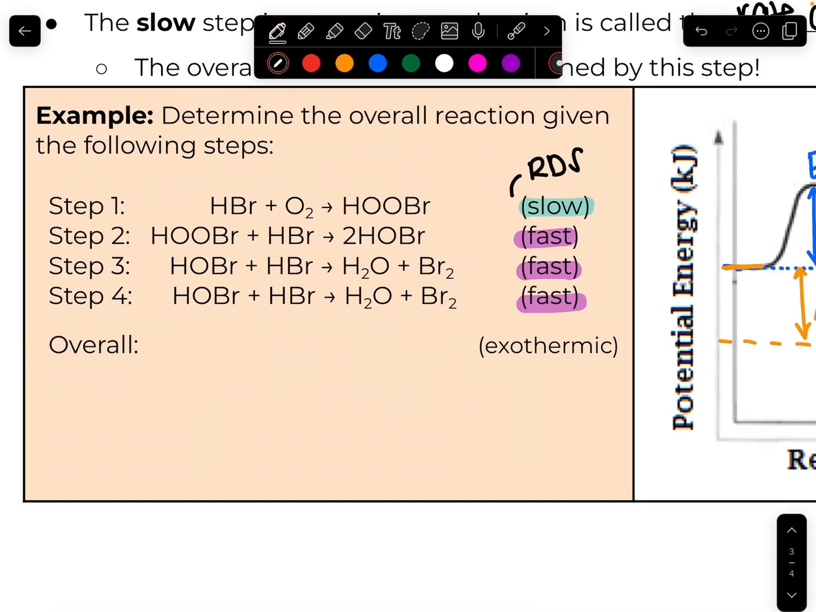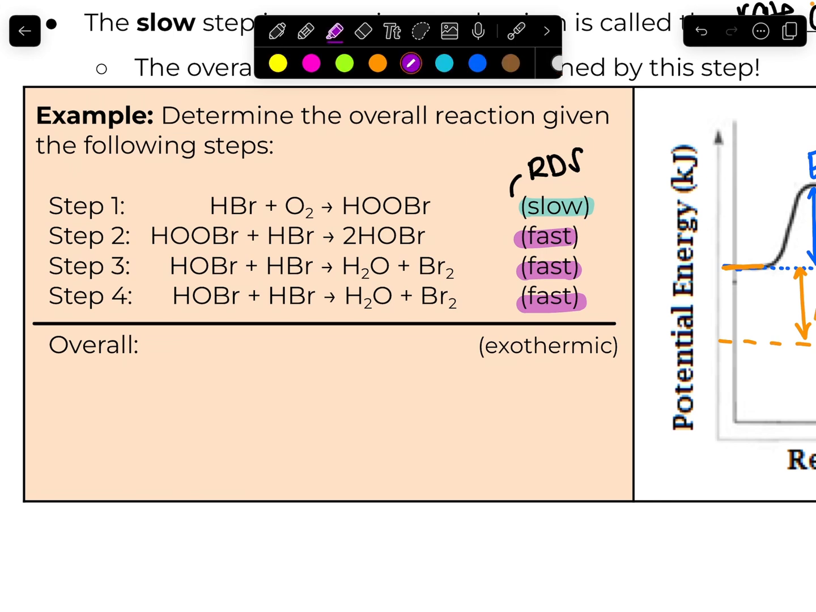Okay, so what does this question even ask us to do? It asks you to determine the overall reaction from its elementary steps. So what this means is we got to look for intermediates and we got to look for catalysts. Are there any things that we can cancel that are going to help us write the overall reaction equation? So we want to look for things that show up on both sides of the equation.